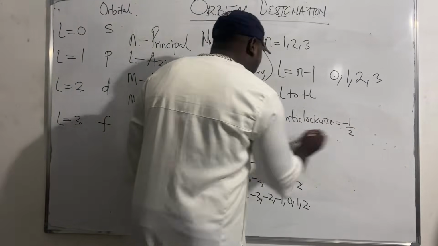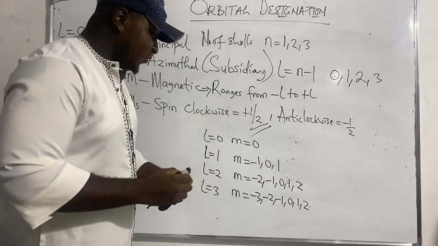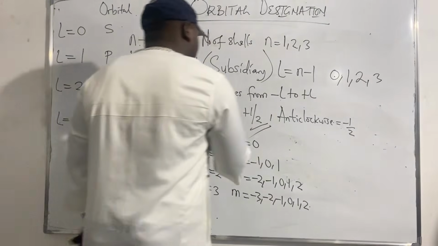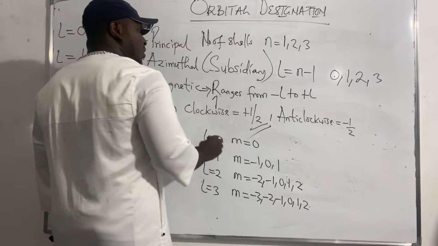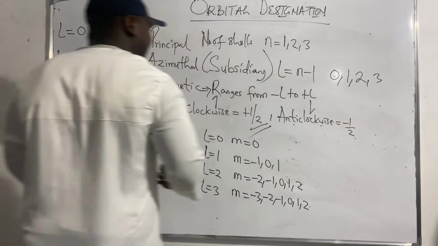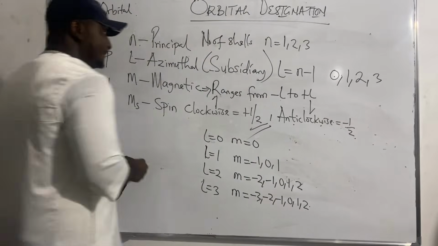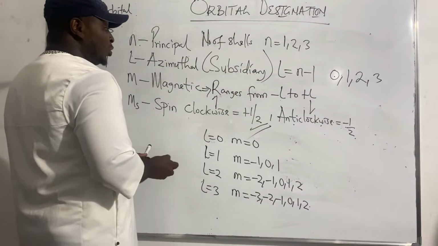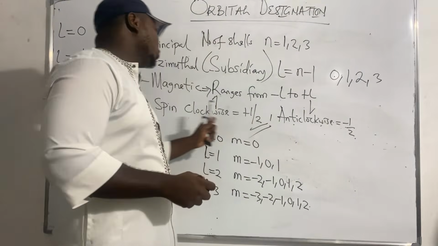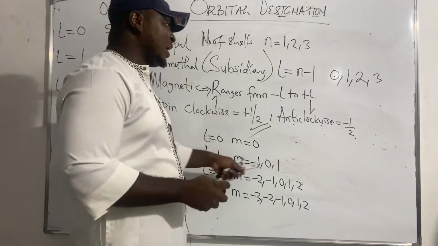How do we represent anti-clockwise? Minus 1 over 2. So class, anytime you see plus 1 over 2 for spin, MS, just know that the electron is clockwise. That is facing up. When the electron is facing down, it's anti-clockwise, minus 1 over 2. That's the sign we use for spin quantum number. Clockwise is upward, anti-clockwise is downward. So there are only two things for spin quantum number. Either you are clockwise or anti-clockwise.